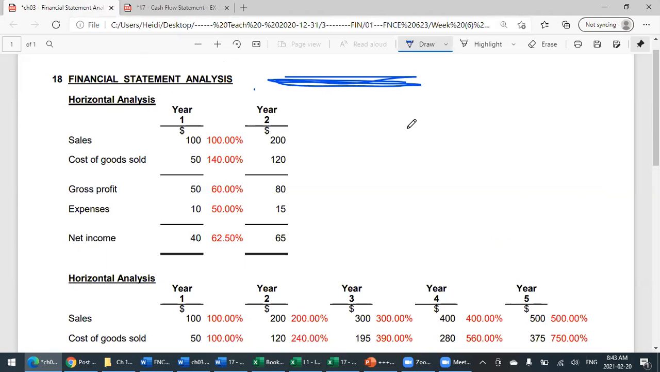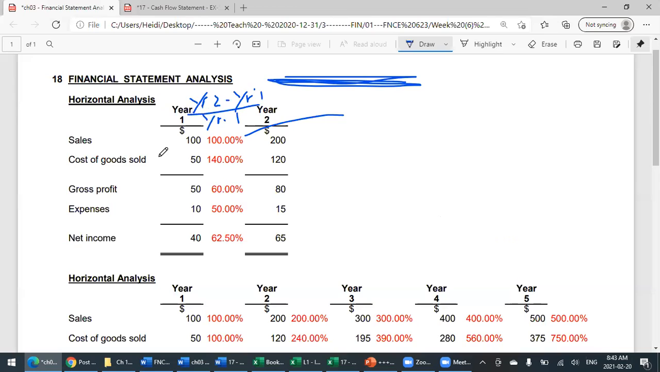So what's the formula? What numbers do we need to put together in order to find this 100% in red? This is the formula: year 2 minus year 1, divided by year 1. Year 1 is the older year, and year 2 is the newer year. Make sure you know it. So it's the newer year minus the older year, divided by the older year.